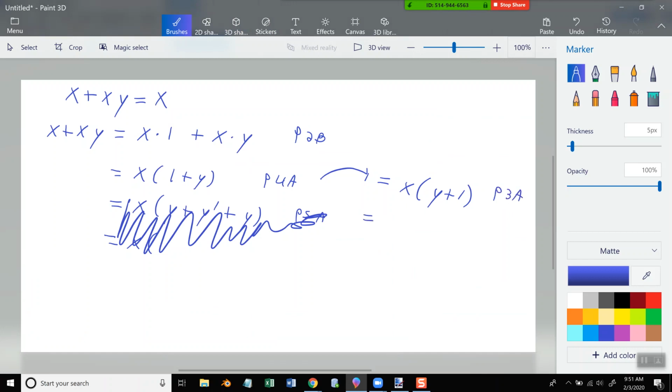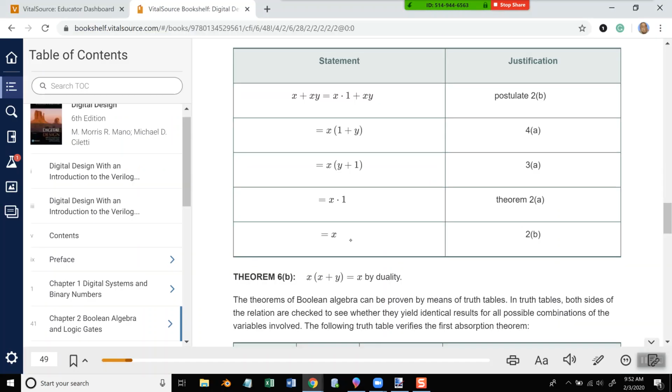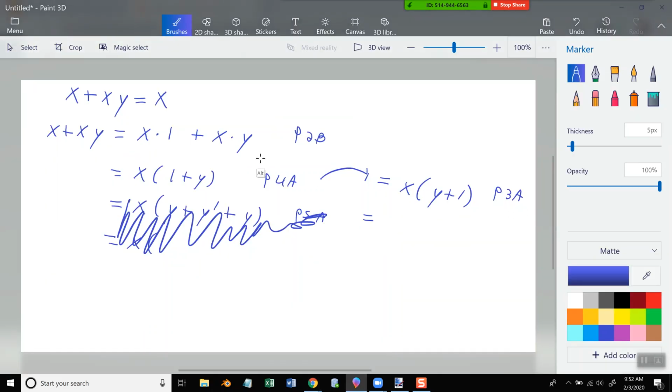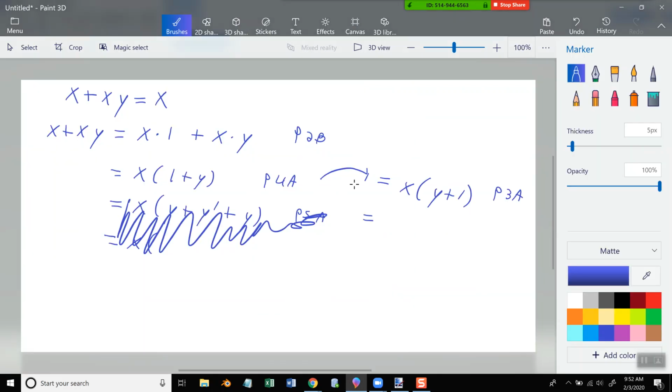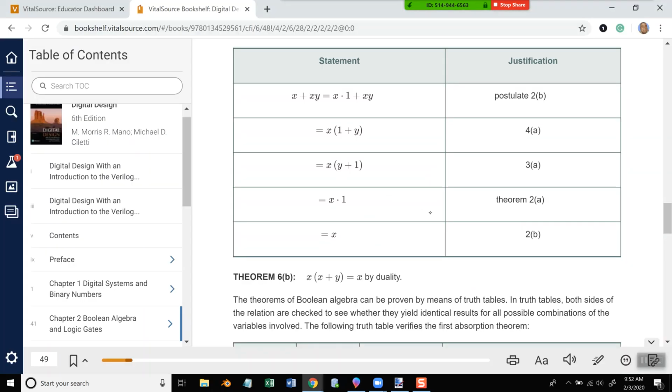But then, how in the world did they rewrite this as a 1? Y plus 1. Ah, it is a theorem. So they used a theorem, didn't they? Okay, I guess I shouldn't have crossed that out. So I probably would have never been able to solve it with postulates.